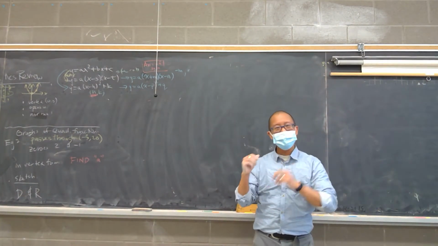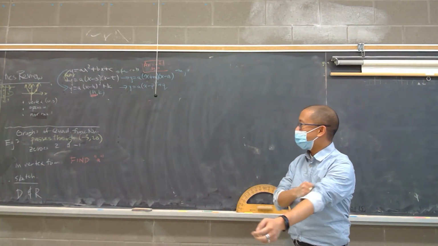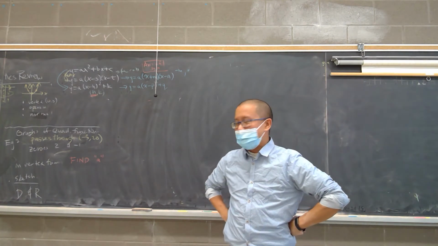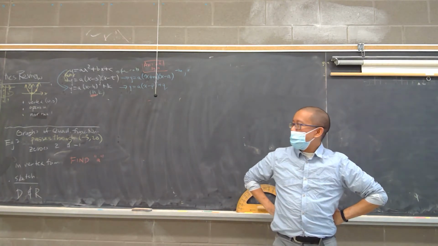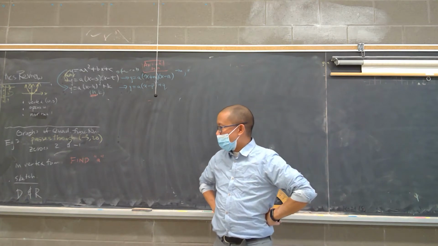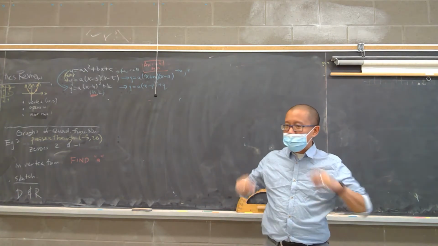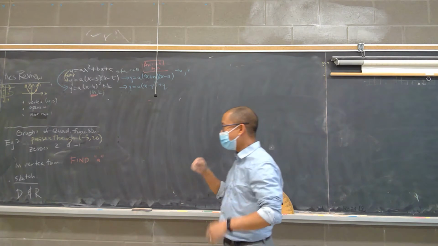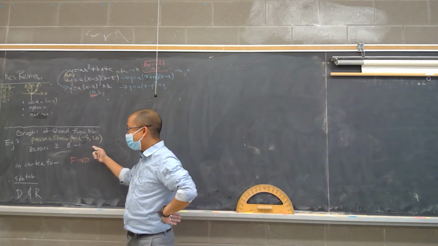You may not realize that this is our second attempt at doing this question. Example 2, found on the graphs of quadratics, on page 2. I'll read the question to you. We're trying to find the equation of the parabola in vertex form, and this parabola passes through the point (-3, 20) and has the zeros of 2 and -1.